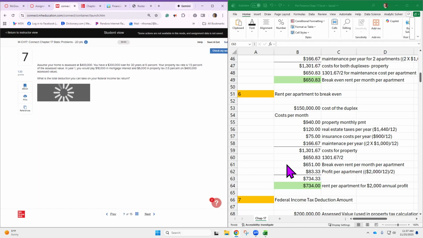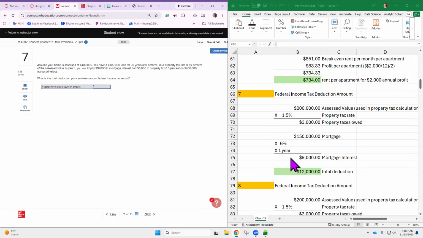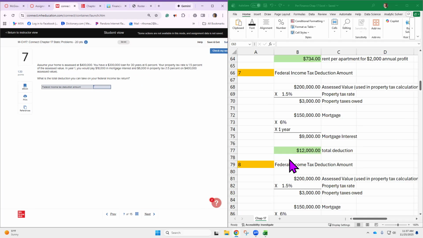Okay, all right. Number 7. Here comes some federal tax return deduction stuff, which can be a little bit challenging. It says, assume your home is assessed, that's the value of it, at $400,000. So I'm going to put that in. $400,000, not 4 million.